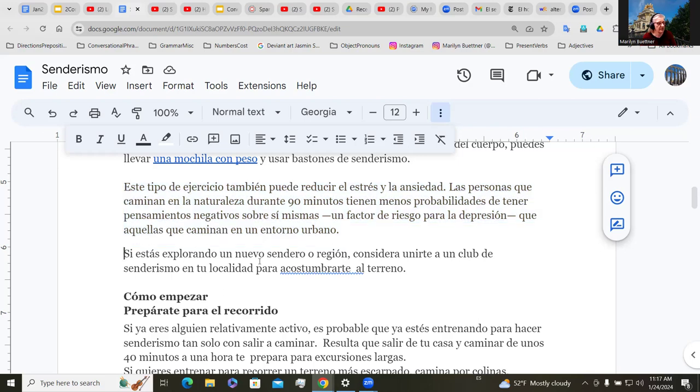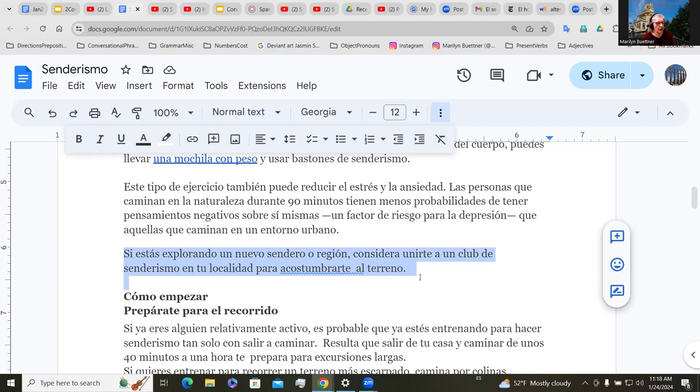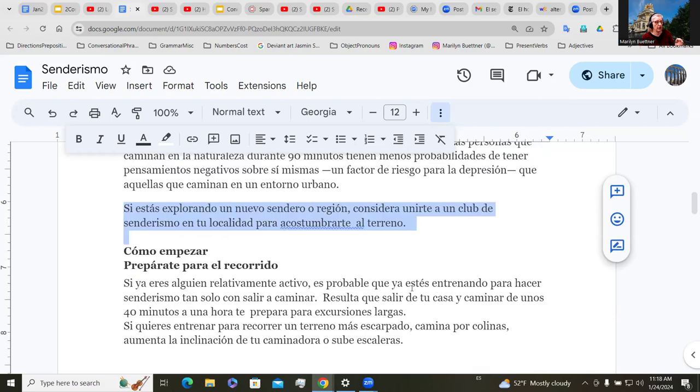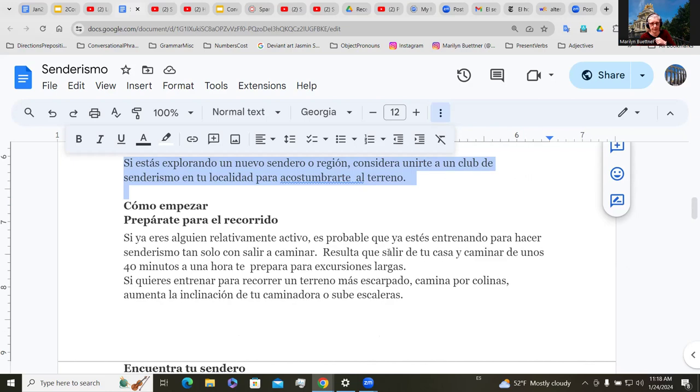Okay. If you're interested in a new trail or area, region, yeah, consider getting together with. Y unirte es unite yourself with. So that means join, yeah? Join or get together with. Unirte is join, get together with a hiking club in your area to get accustomed to the terrain, to get yourself acclimated to the terrain. Acostumbrarse is get accustomed to, get used to. Okay, un poquito más.